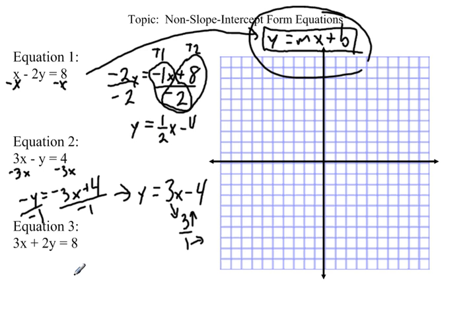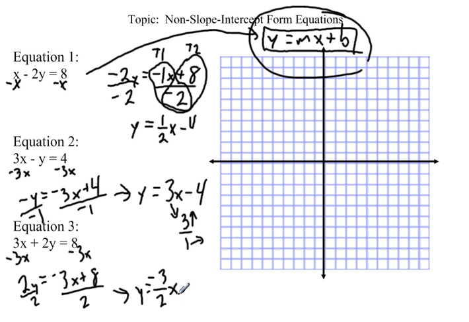Alright, equation 3. I've got 2y. Again, I'm going to get that 3x out of the left side, move it to the right. So I'm left with 2y equals negative 3x plus 8. Now divide by 2. And what I'm going to end up with is y equals negative 3 over 2 x plus 4.